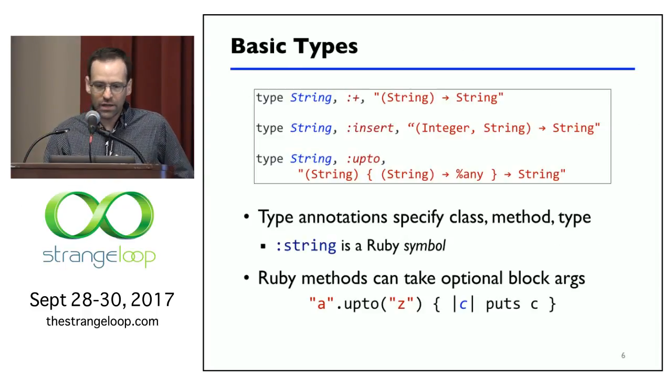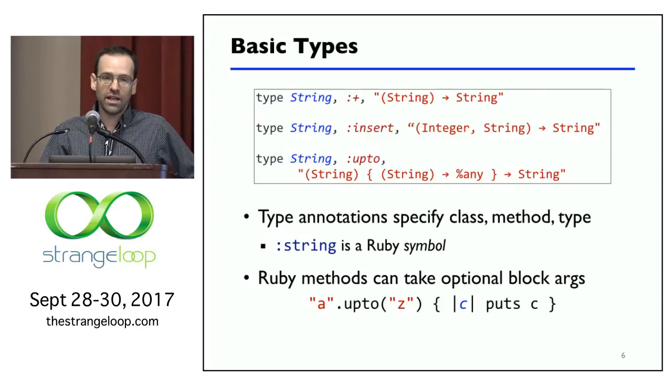All right, so I showed you an example of this before, but RDL has basic types, right? So this is a new annotation syntax. Before, the type annotation was just for the next method. This type annotation, the first line, says in the string class, the plus method takes a string and gives you back a string. The insert method takes an integer and a string, gives you a new string.